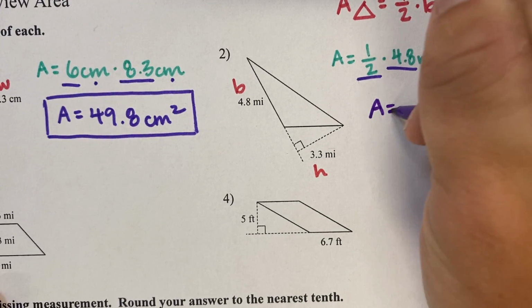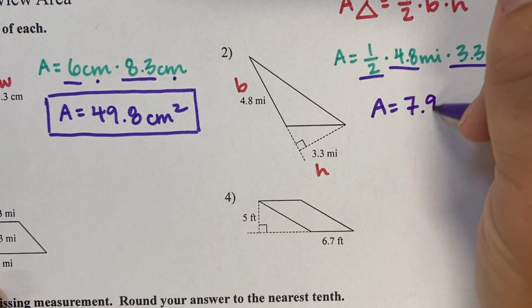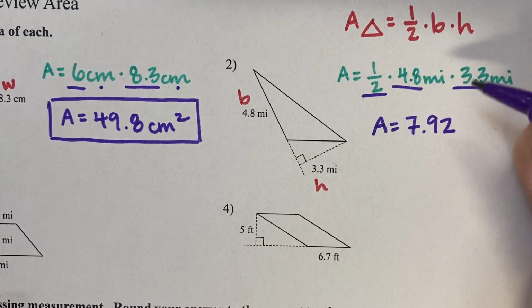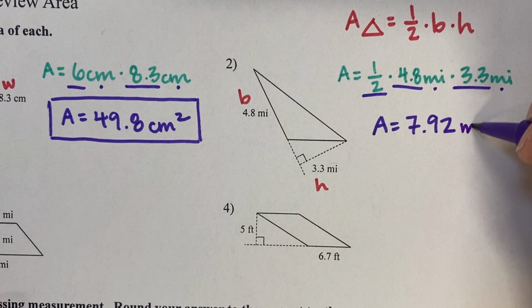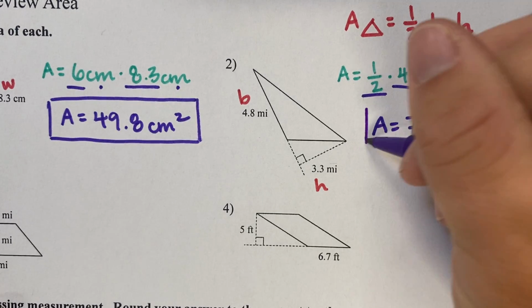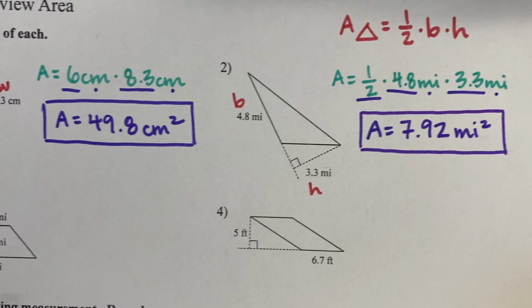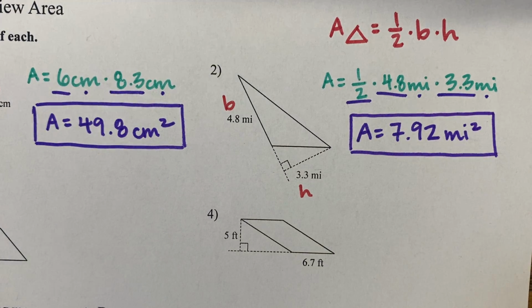7.92. So our area of this triangle is 7.92. What are my units? I have miles times miles, so miles squared. That is a big triangle. And there we go.